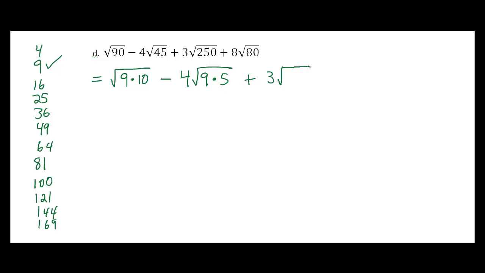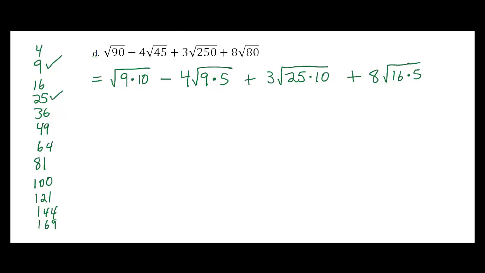Square root of 250, all right? If I look at 250, the largest perfect square that goes evenly into 250 would be that 25 sitting there. 25 times 10. And for 80, the largest perfect square that goes evenly into 80, all right, you might think 4, but it's actually going to be 16. 16 times 5 is 80.